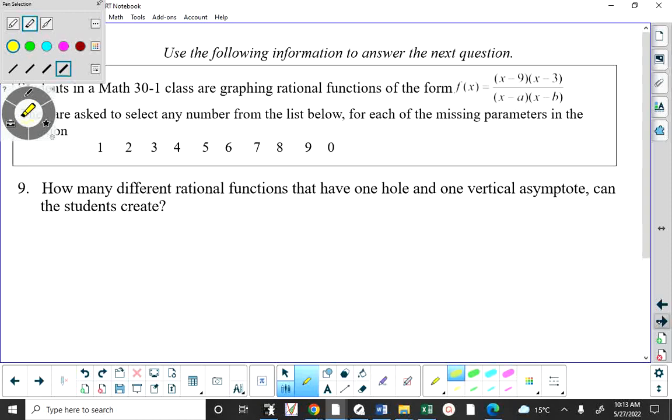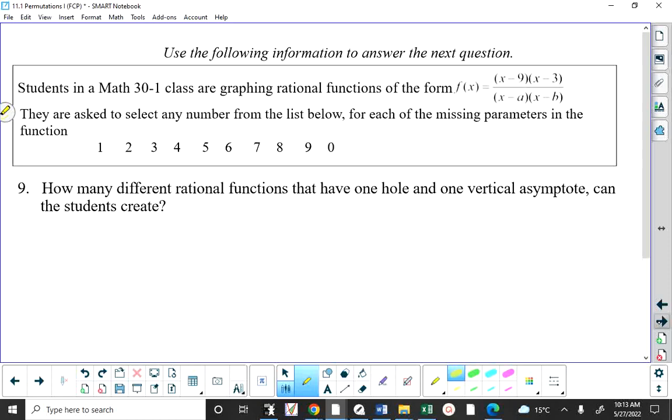So the next question has a rational function that is x minus 9, x minus 3 over x minus a, x minus b. And what you, as students, are allowed to do is pick any of these 10 digits for a or b. You can put 3 in for a and 3 in for b. You can put 7 in for a and 0 in for b. You can do whatever you want. But what we're interested in are the rational functions that have one hole and one vertical asymptote. So what are the options here?